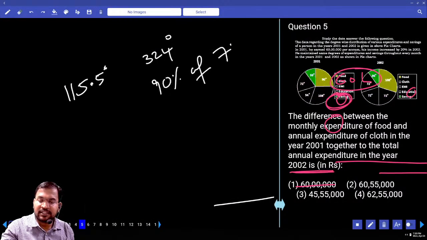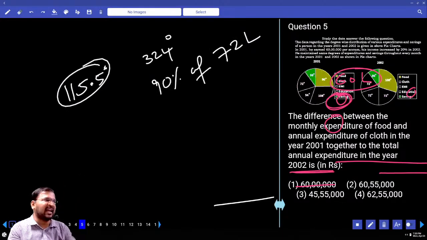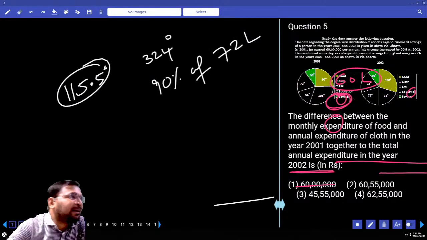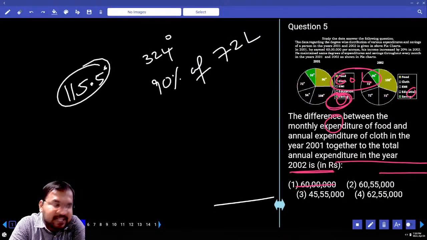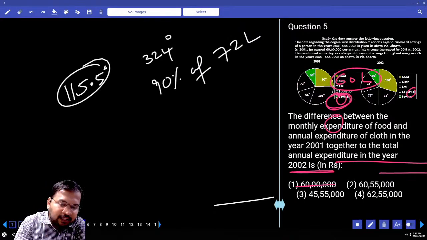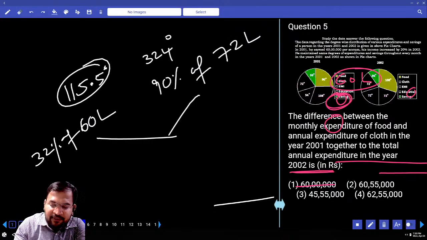90% of 72 lakhs. Here, how much percentage is this? Approximately 30% is nothing but 108 degrees. How much more? This is 7.5. 7.5 degrees is nothing but 2%, approximately. Therefore, approximately 32%. And 32% of 60 lakhs. They are asking for this difference.